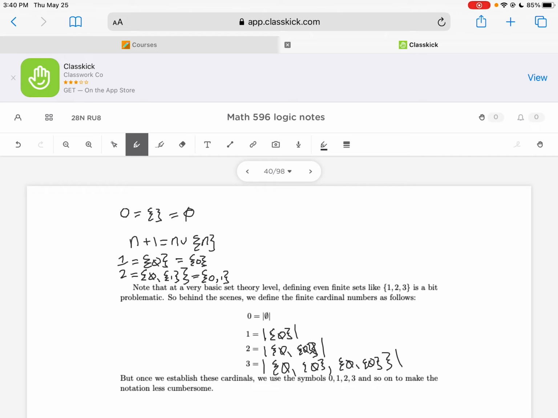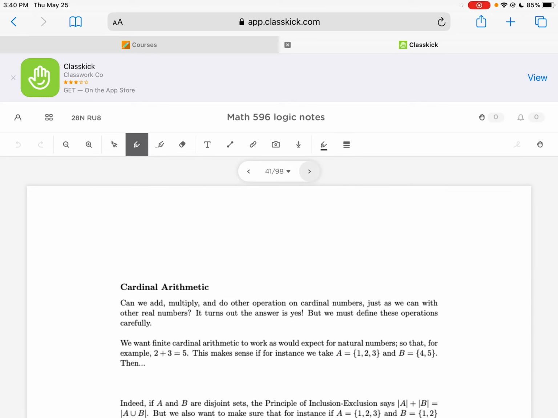And so once we've really established these finite cardinals, we just use the symbols 0, 1, 2, and 3, and so on to make things a little bit easier to talk about. Right, so this is a little bit of background information that is maybe a fun fact, but we'll just use the natural numbers when we're talking about these. All right, so it turns out that we can add, we can multiply, we can do other operations on cardinal numbers, even the infinite ones, just like we do with natural numbers and other real numbers. But we have to define them a little bit carefully.